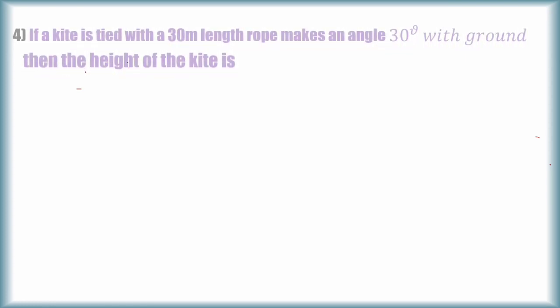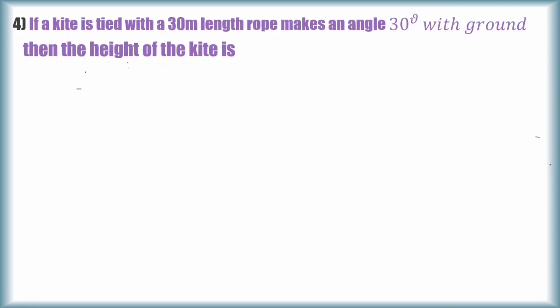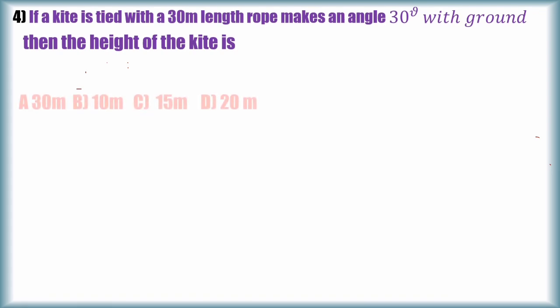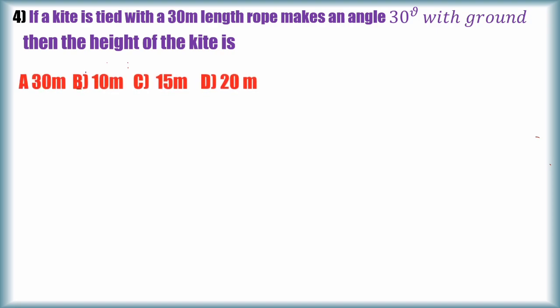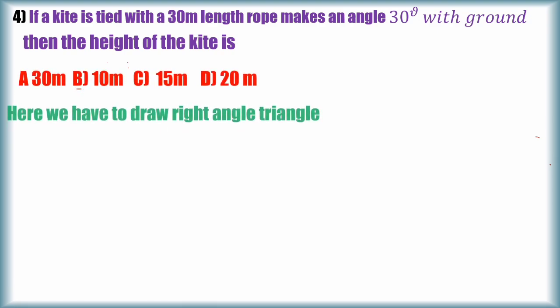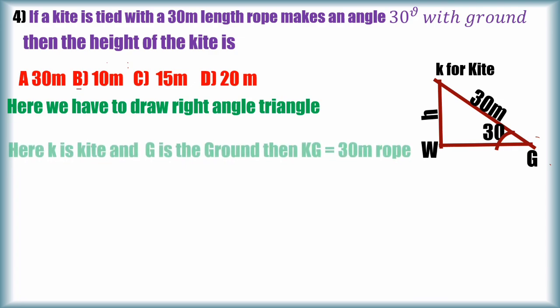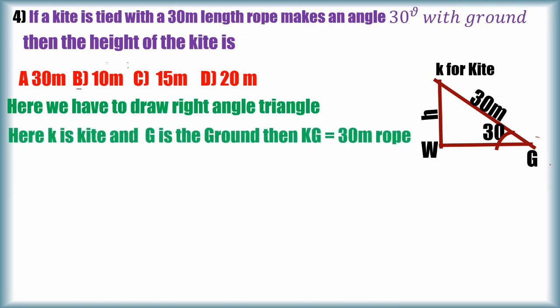The fourth question is very important as well as very interesting. If a kite is tied with a 30-meter length rope and makes an angle of 30 degrees with the ground, then the height of the kite is? Here, four options are given. We have to draw the right angle triangle. Here, K is the kite and G is the ground. Then KG equal to 30-meter rope. It is given in the problem.